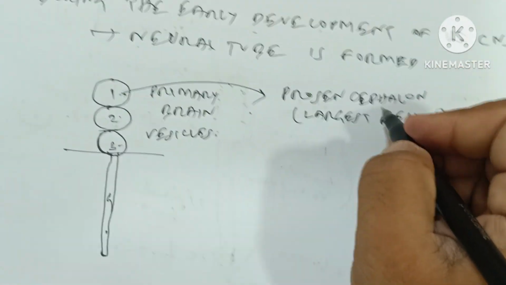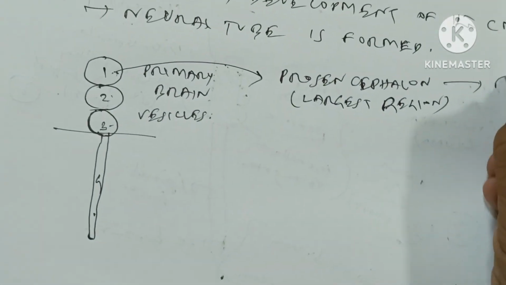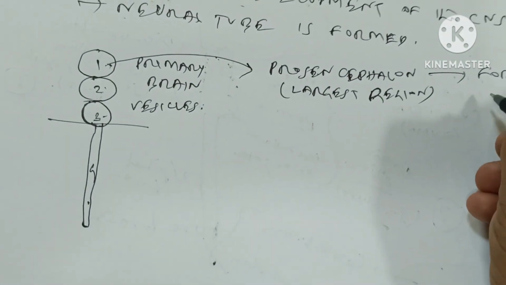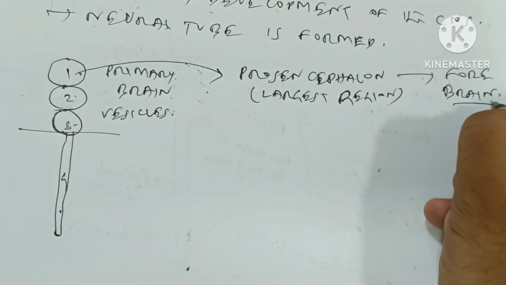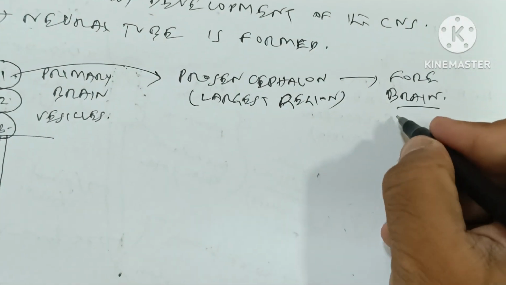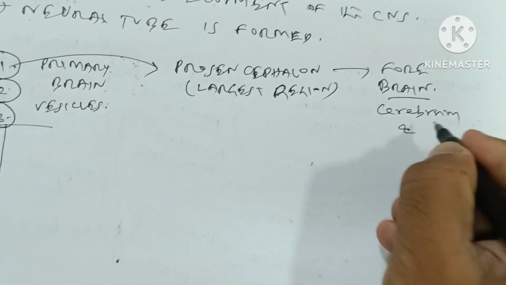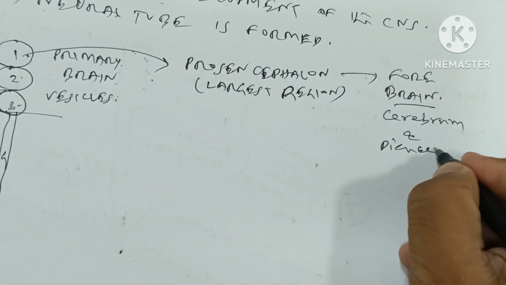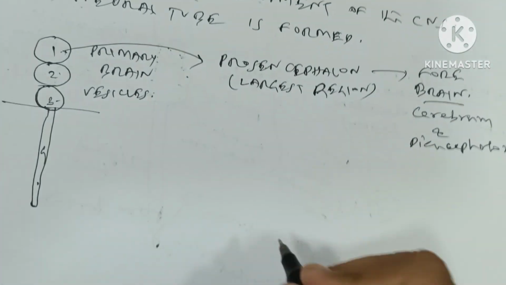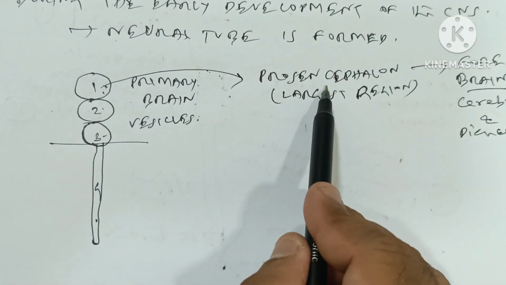This prosencephalon later develops to form the forebrain. And we have already learned that the forebrain comprises the cerebrum and diencephalon. So the first primary brain vesicle is called the prosencephalon.